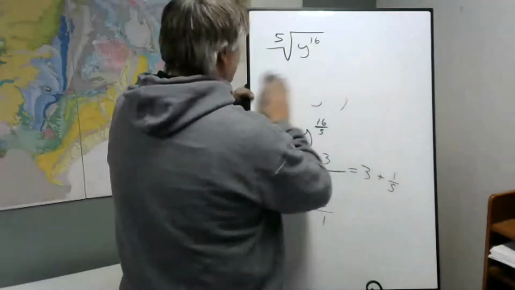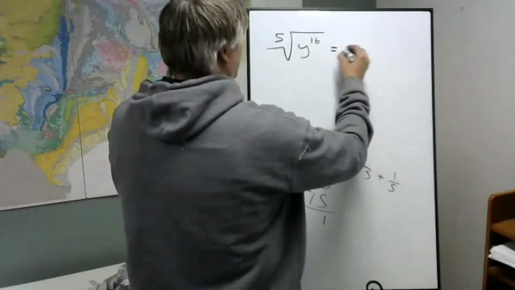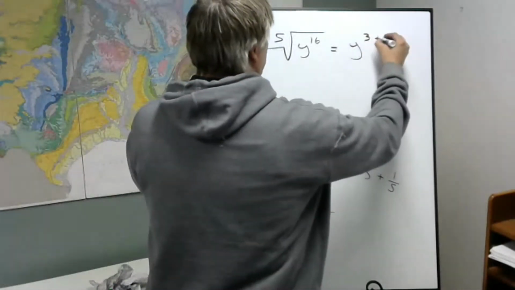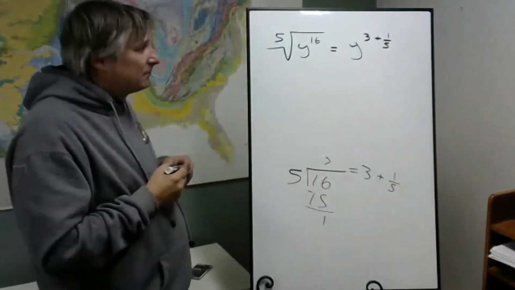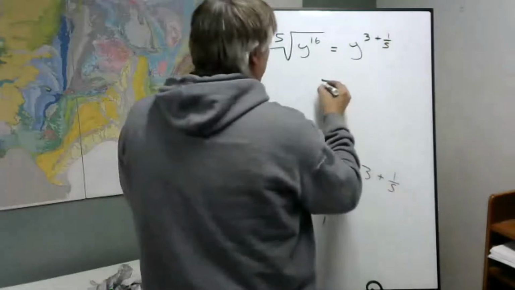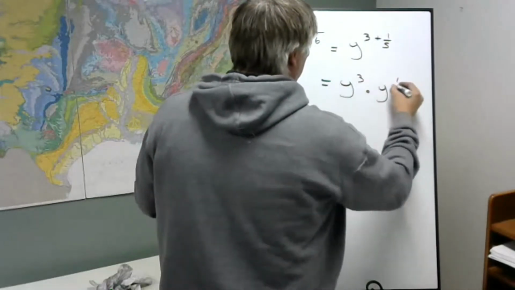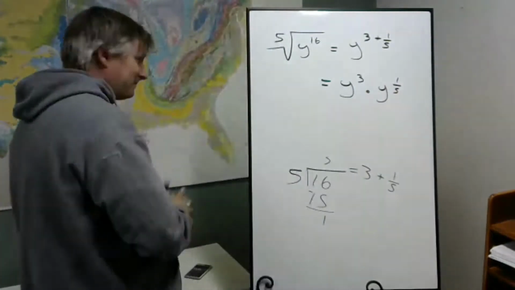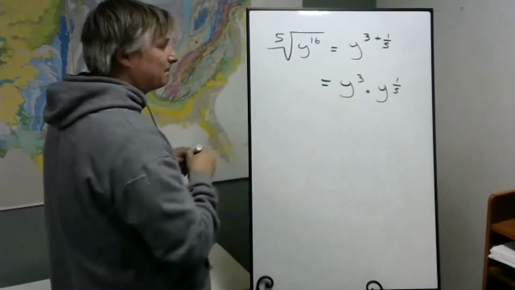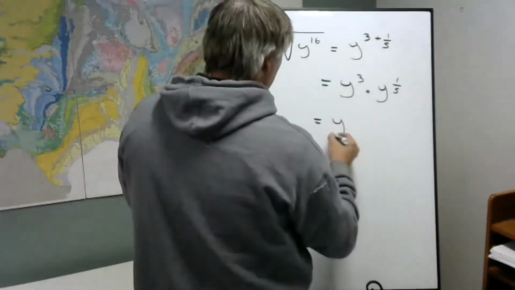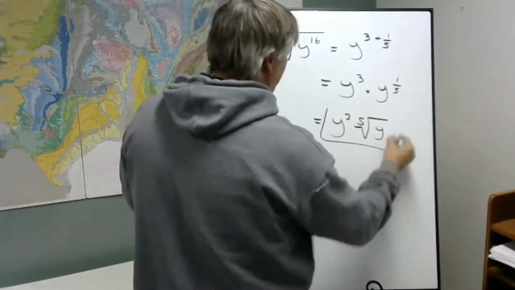So this means this is equal to y to the 3 plus 1/5 when all is said and done. Or we can call this y to the 3 times y to the 1/5. Turn this into a root: y cubed, fifth root of y.